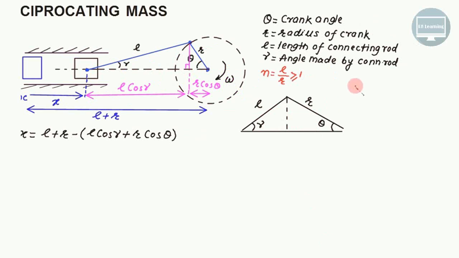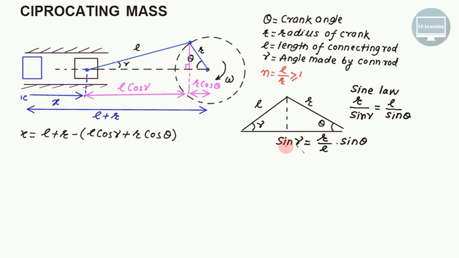For this I will apply the sine law. According to the sine law, the side of a triangle, that is r, is always proportional to the sine of the angle opposite to it. So r divided by sine gamma is equal to L divided by sine theta. So I have a definite relation between sine gamma and sine theta. The value of sine gamma equals r divided by L multiplied by sine theta.